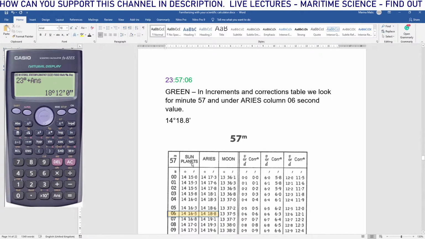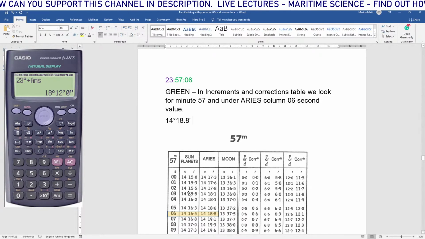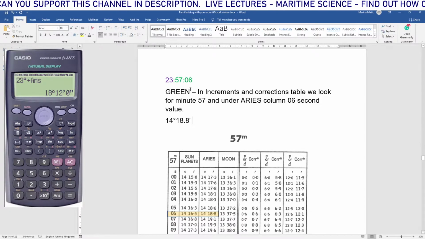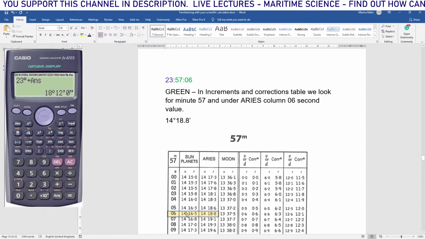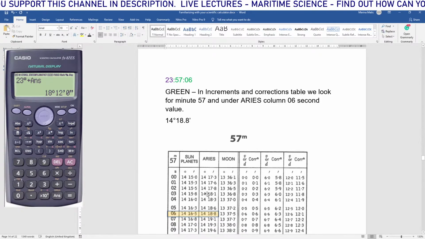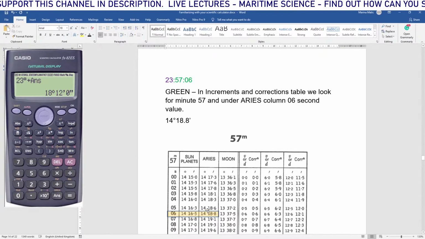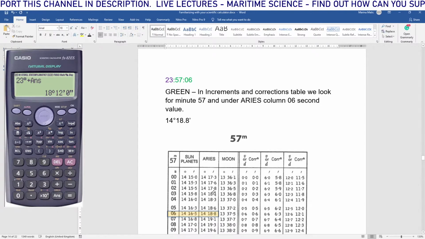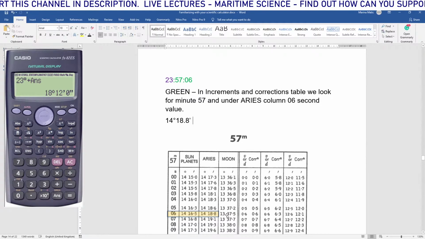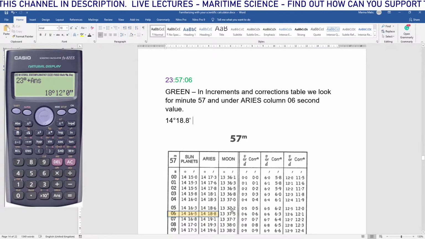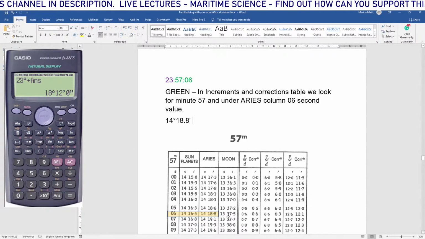The first column is for sun and planets. So in case we observed sun or planet at this same time, the correction would be this. In case of star, we are using spring point, so we are looking at the second column, and the last column is for the moon. In case we observe the moon, we would use this data here.